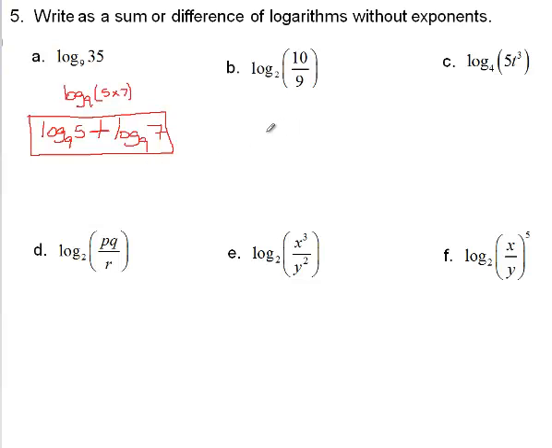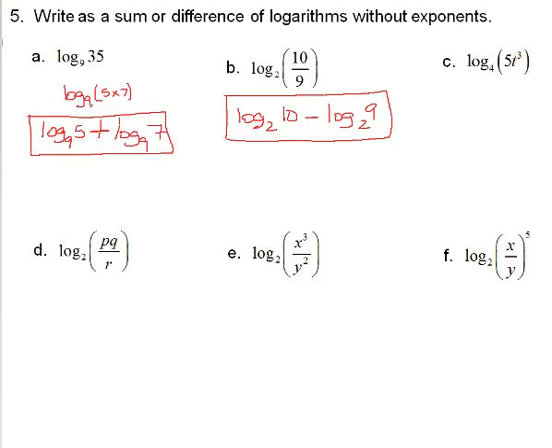Okay, the second one has a division statement already there. So we can separate that, of course, using the subtraction rule, right? Division is the same as subtraction. So if you have a quotient, we just change that to subtraction like that. Very simple one, isn't it? No exponents to move.